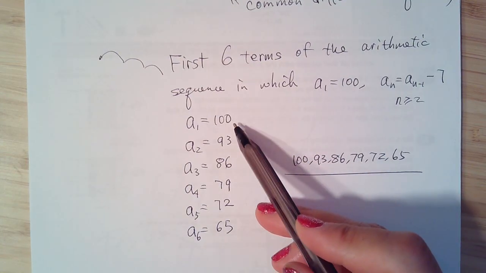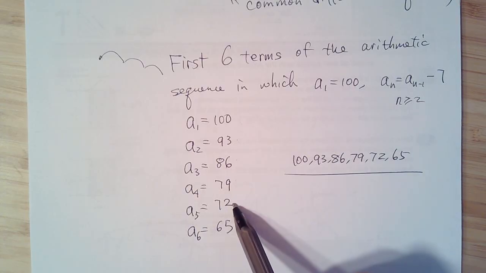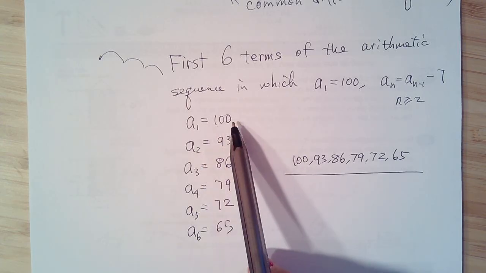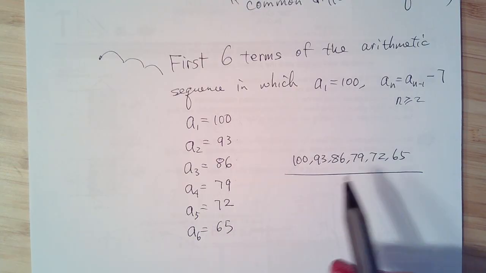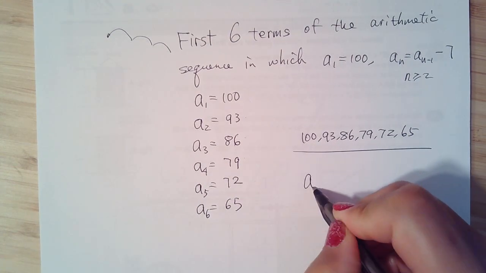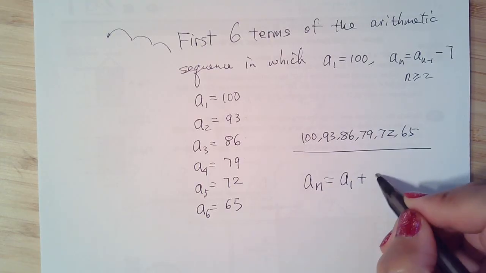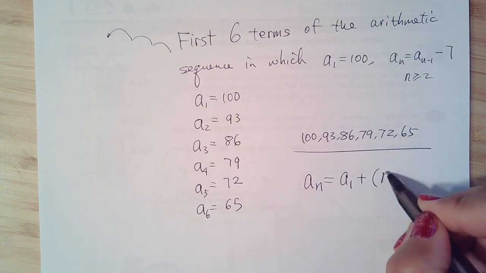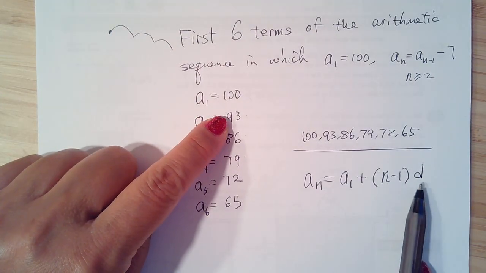Now, the good thing is every time it just reduces by 7, reduces by 7, reduces by 7. This is called the common difference. This common difference is negative 7. So if you know A1 and how many times you have to go, you can find the nth term. The formula looks like this: An will be the first term plus N minus 1 times D. Each time you drop by 7, so my D is negative 7.